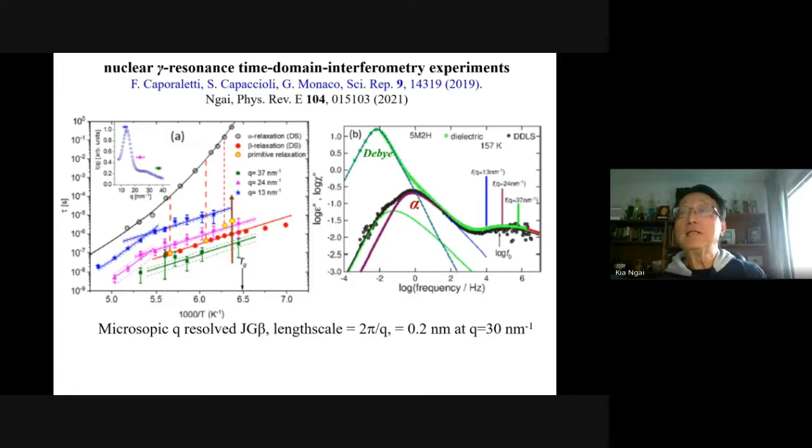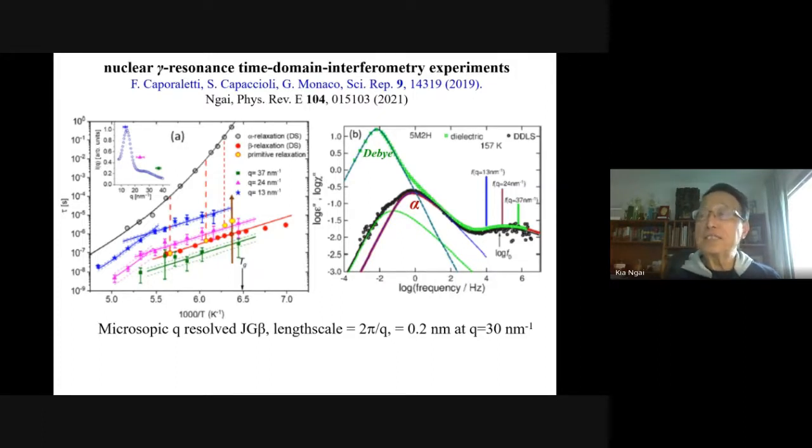The right side shows the spectrum. This is 5M2H, a mono-hydroxy alcohol. It has a Debye peak, but forget the Debye peak. They can get the alpha, which is now labeled by the red one, and on the right side you see the beautiful JG resolved peak there. You see all the frequencies at one temperature, 157, which is this. On the left side is the brown upward pointing arrow.